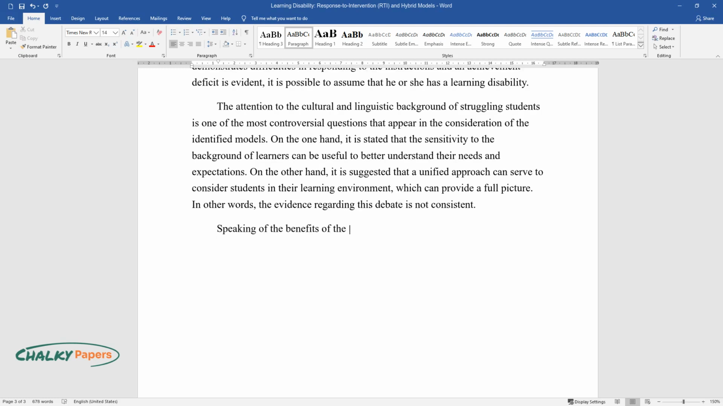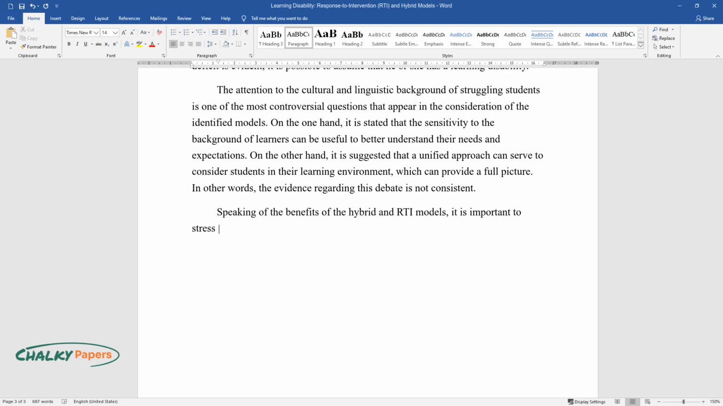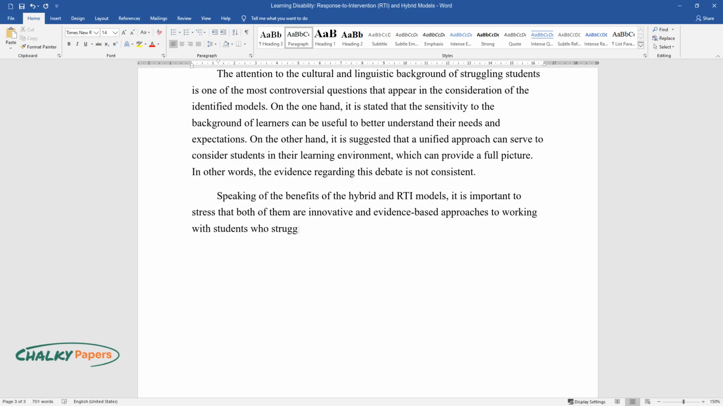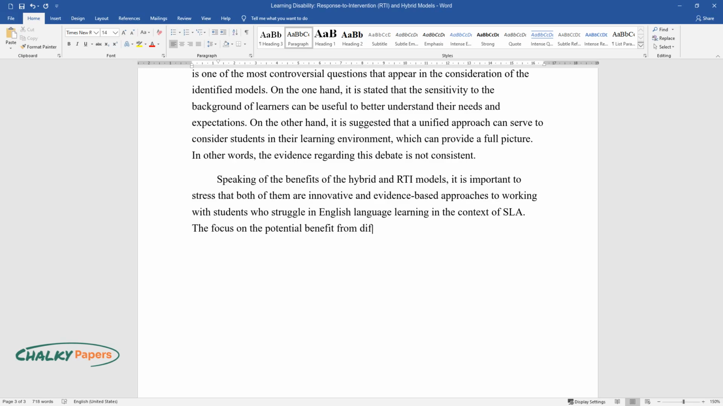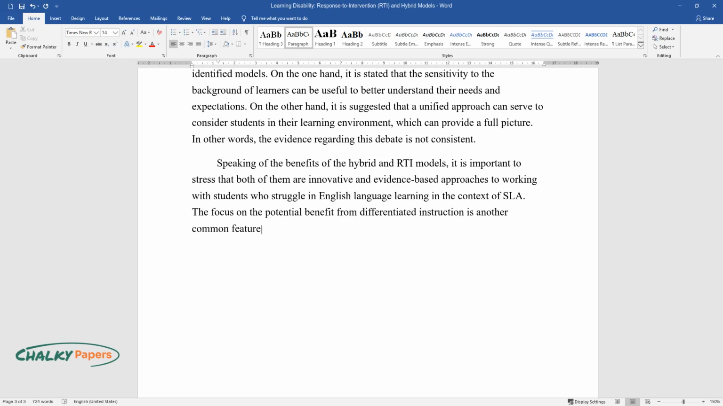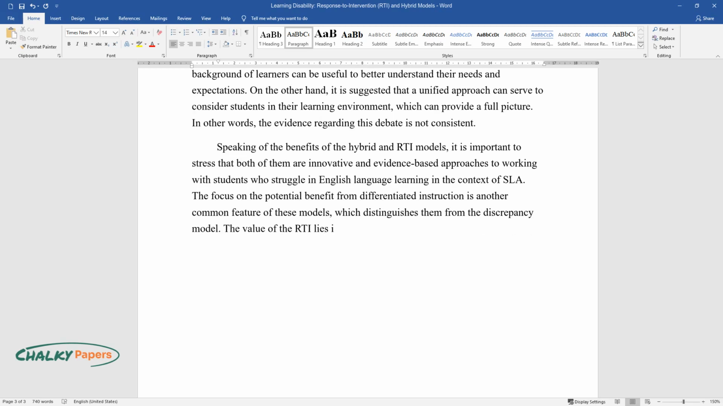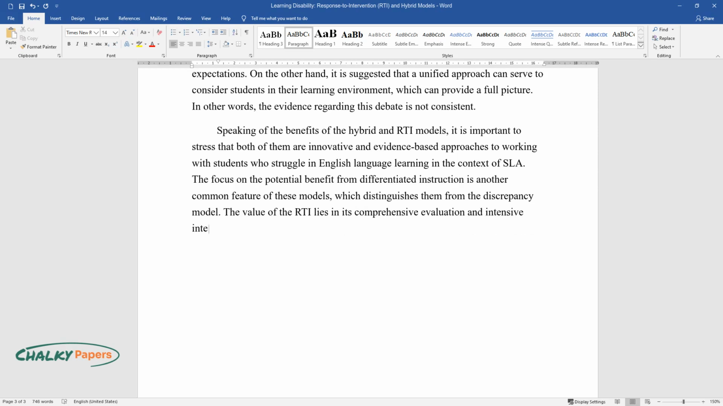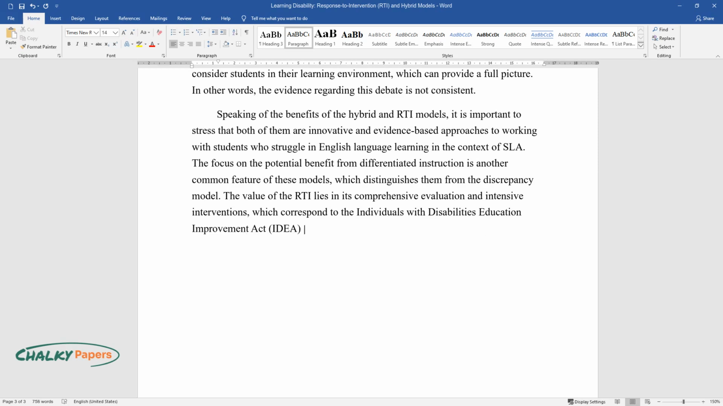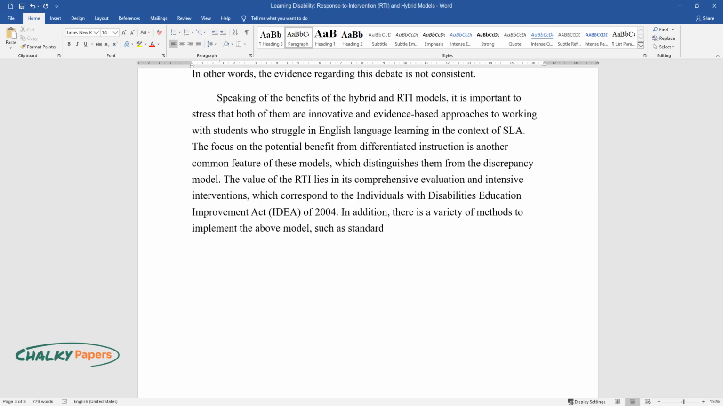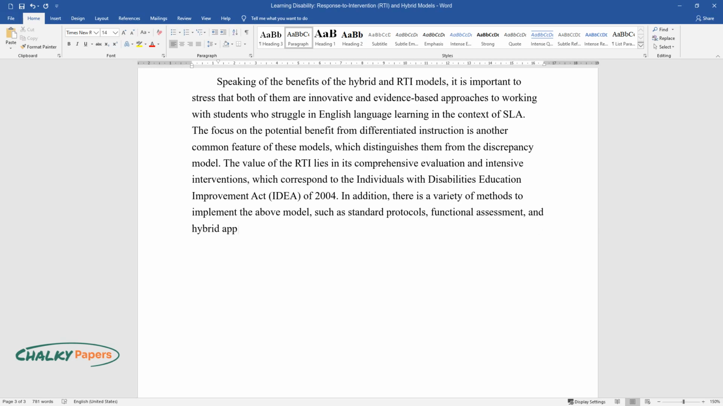Speaking of the benefits of the hybrid and RTI models, it is important to stress that both of them are innovative and evidence-based approaches to working with students who struggle in English language learning in the context of SLA. The focus on the potential benefit from differentiated instruction is another common feature of these models, which distinguishes them from the discrepancy model. The value of the RTI lies in its comprehensive evaluation and intensive interventions, which correspond to the Individuals with Disabilities Education Improvement Act, IDEA, of 2004. In addition, there is a variety of methods to implement the above model, such as standard protocols, functional assessment, and hybrid approaches.